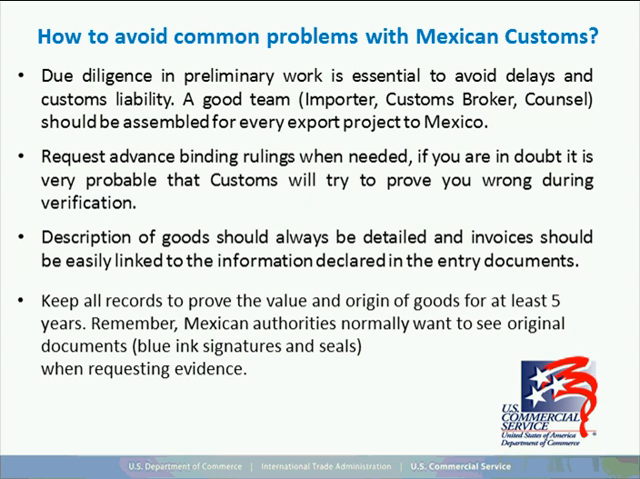Remember, Mexican authorities normally want to see original documents. This is a cultural thing. Mexican authorities want to see the blue ink signatures and seals in documents when requesting evidence. They presume that all copies are being forged. So that's a way of thinking. And many times in the U.S., it's not really necessary to keep originals in all cases. Well, when you're dealing with exports to Mexico, do keep originals.